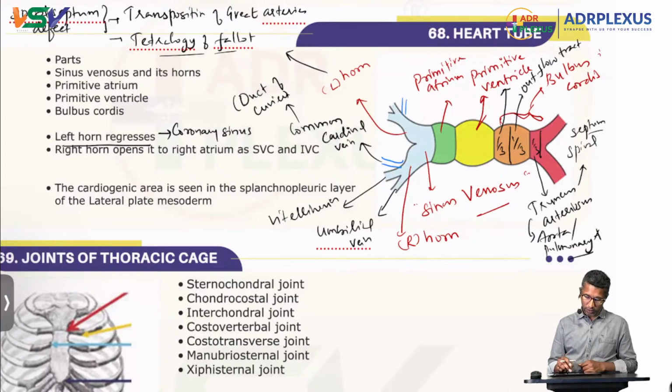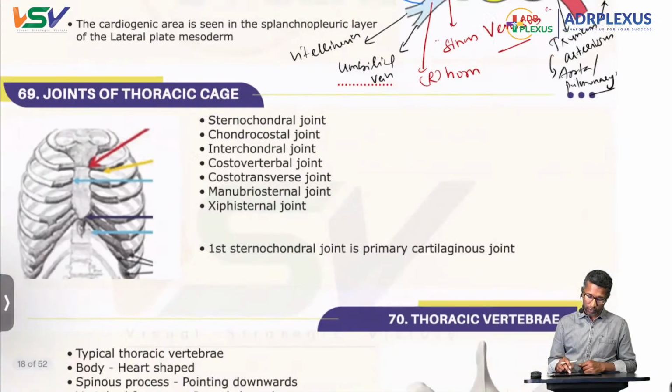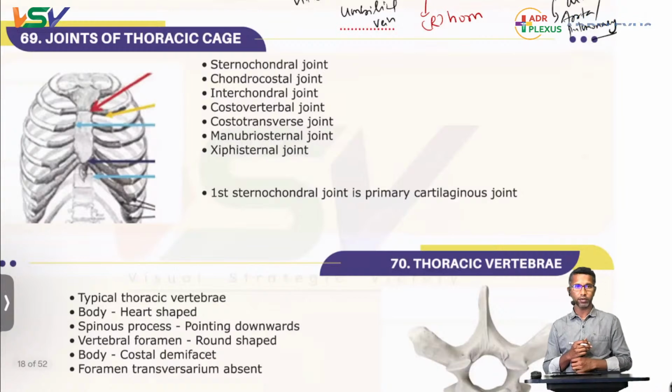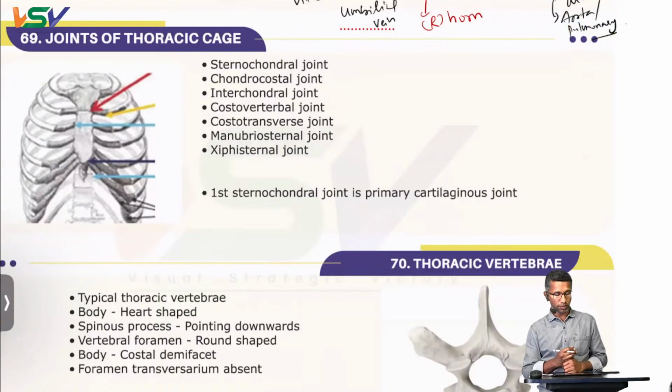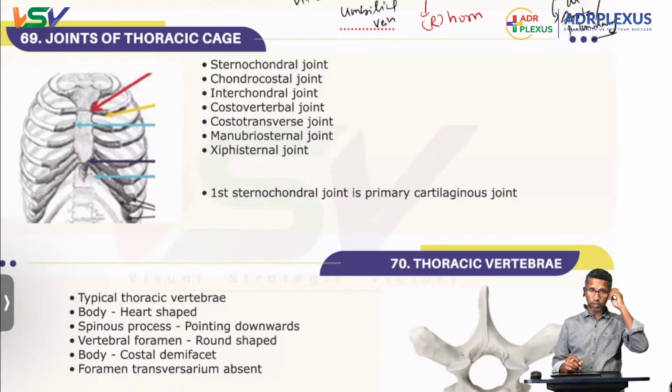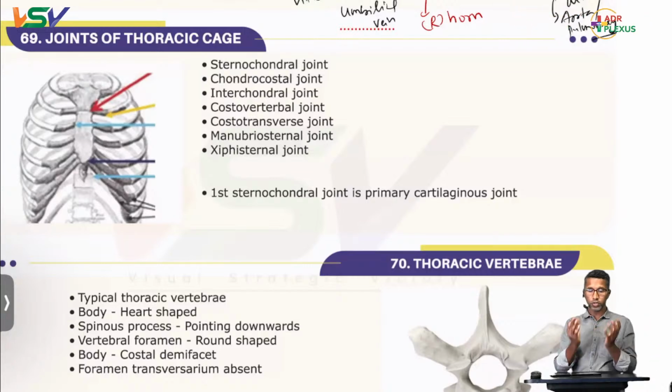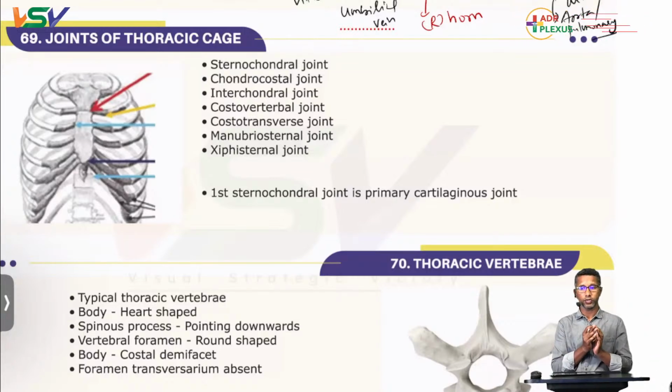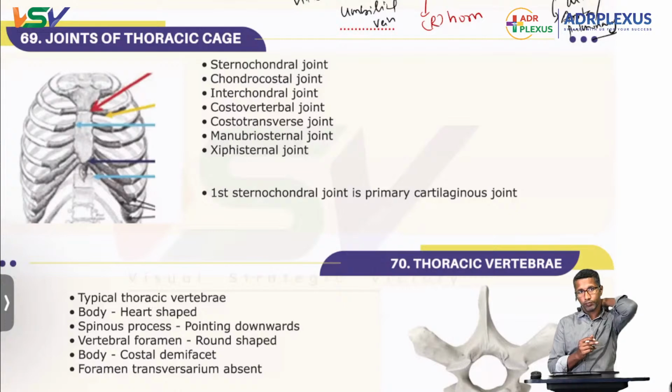So with this, we'll go to the next part. That is a very, very important topic. Again, frequent questions have come from this area. It is the joints of the thorax. When you see the joints of the thorax, there are a lot of joints in the thorax because a lot of bones are involved in the thorax. If you see the thorax on the posterior part, you got the vertebrae.